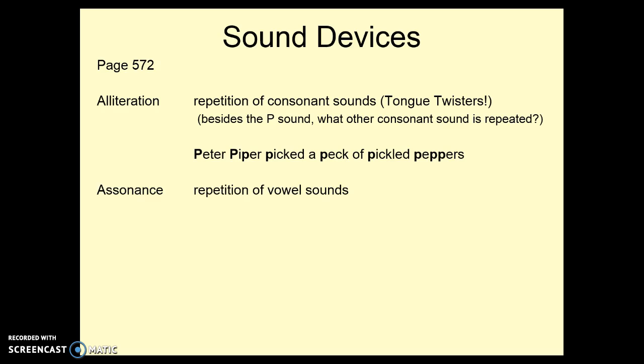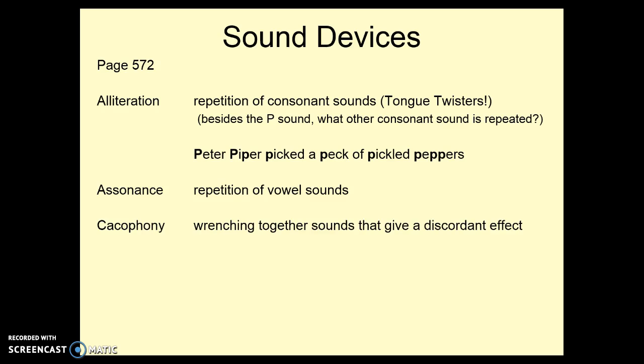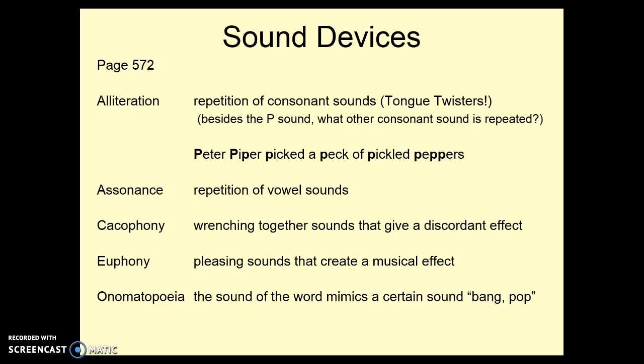Assonance is the repetition of vowel sounds. Cacophony is the wrenching together of sounds that give a discordant effect. Basically, it doesn't roll off the tongue. And this helps to create a tone that's very strong, severe, and serious. Whereas euphony is very musical because it's pleasing sounds being put together. And so that has a more positive tone, that the poem feels positive. It's a positive quality. So think about how sound devices work.